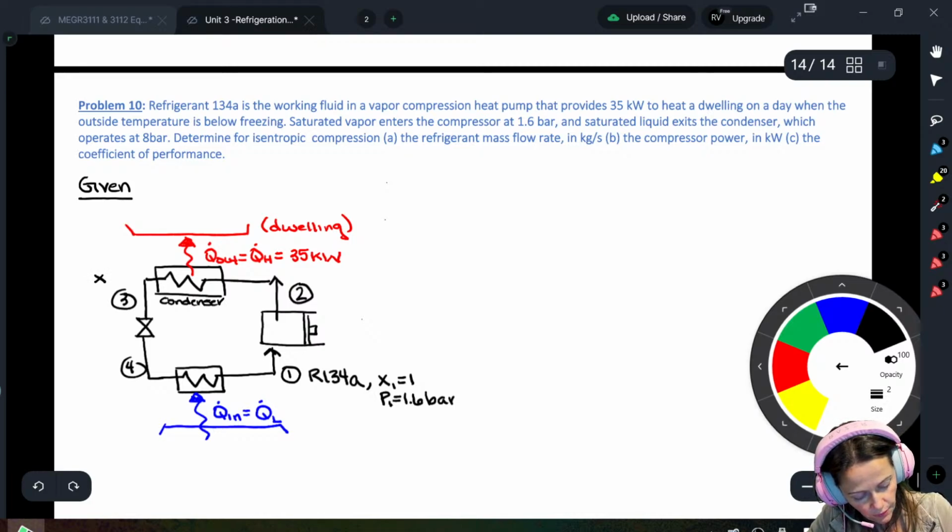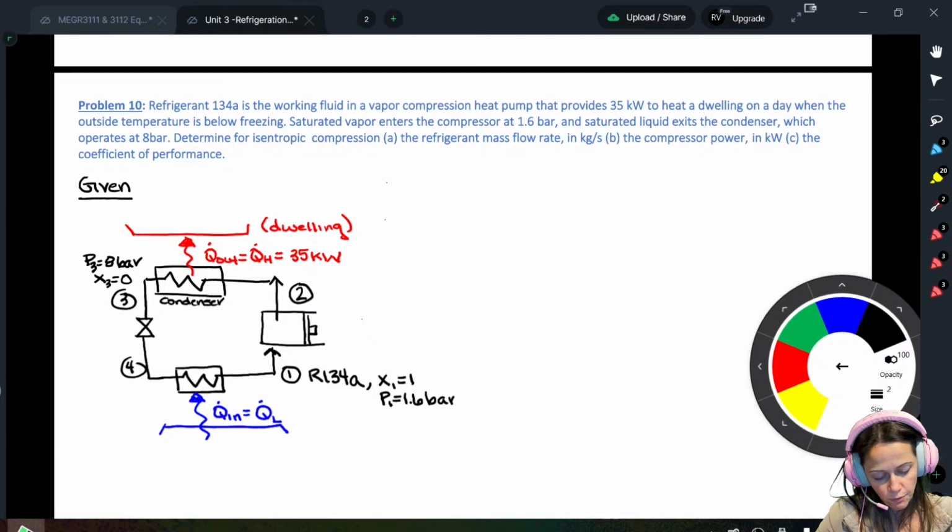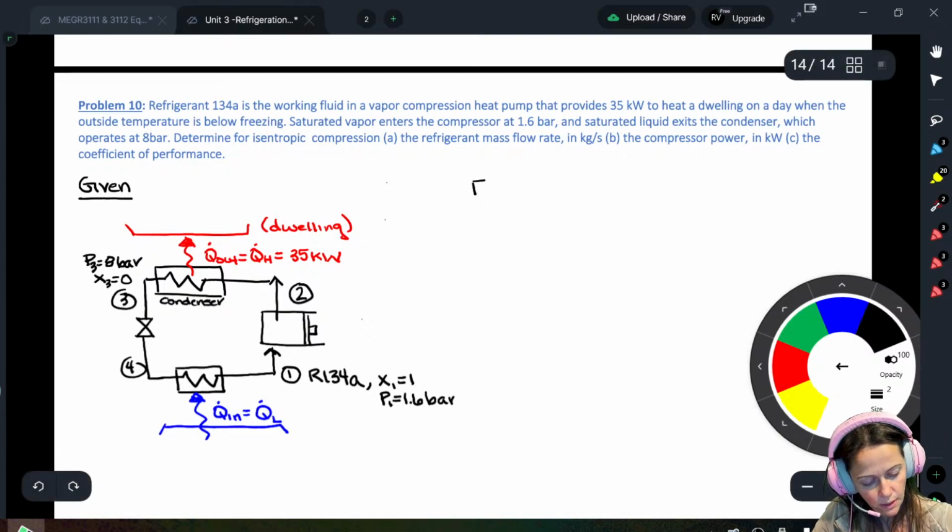So saturated liquid exits the condenser, which operates at 8 bar, P3. Okay, determine the values for isentropic compression.